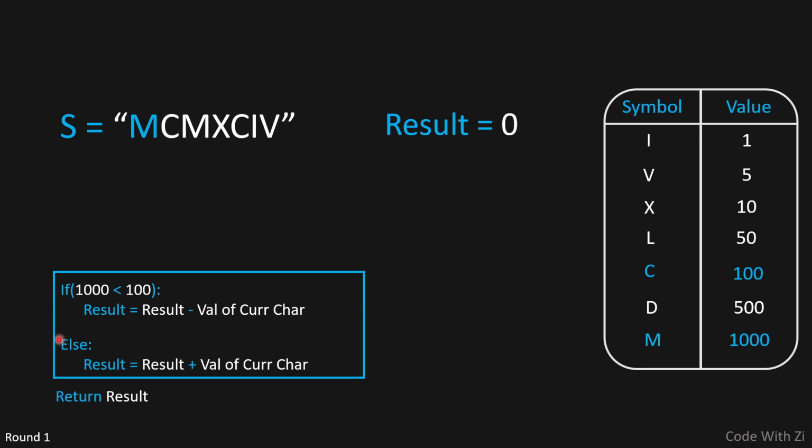So we're gonna fall inside the else. We're gonna say the value of the current character, which is 1,000, should be added to our result, which is 0 currently. And let's just do that. And as you can see, result is equal to 1,000. And then we're gonna move on to the next round.